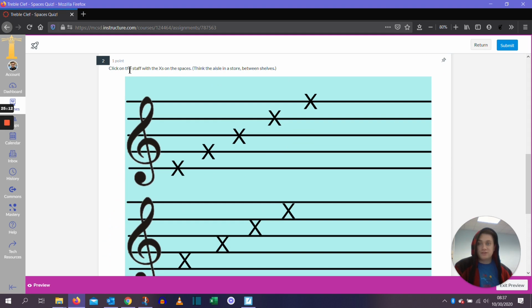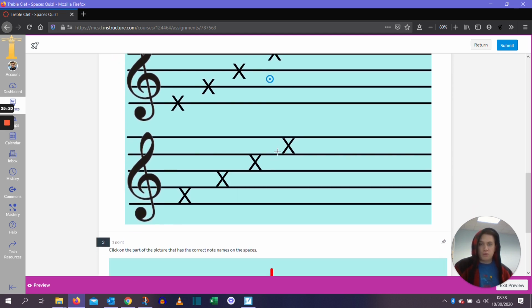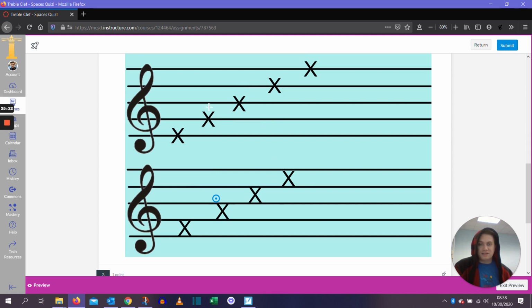Okay, this is the same picture for the second one. The second one, though, is asking you to click on the ones with the X's on the spaces. Think the aisle in a store between the shelves. So you need to click on the one that shows the X's on the spaces. And again, it's half and half, so just click on the half that you think it is. You can even click down here on this half, doesn't matter. This is still the one for this one, and so this is still the answer for this one. But which one do you think is on the spaces? I'm going to leave my cursor in the middle.